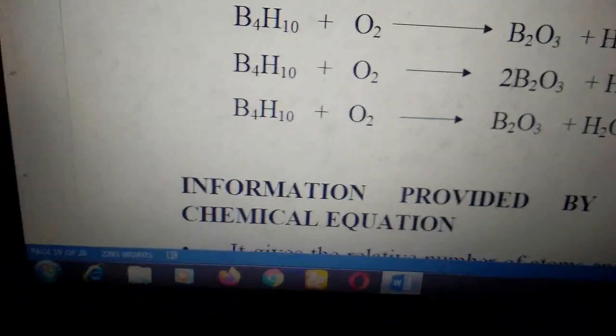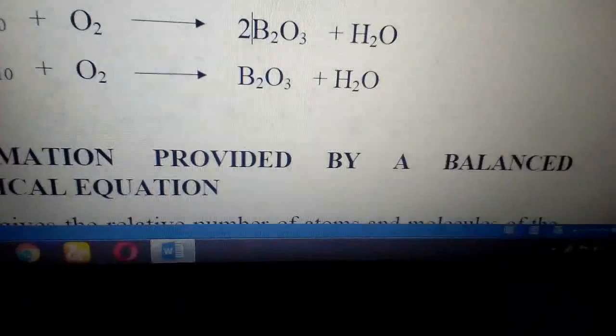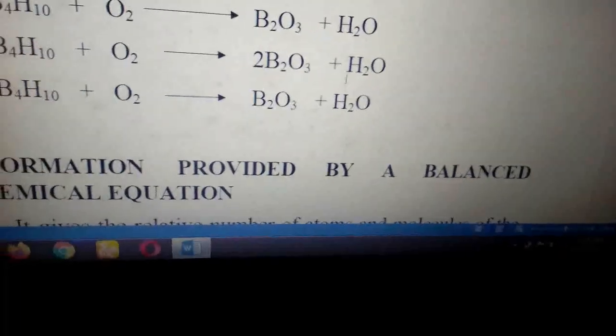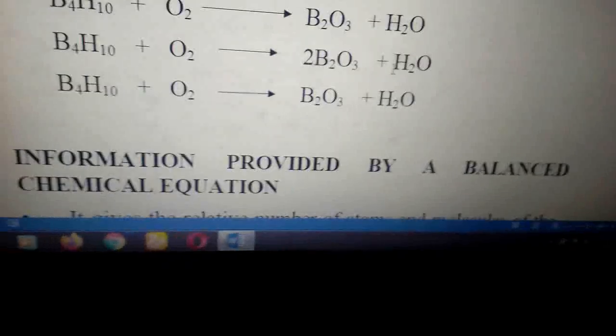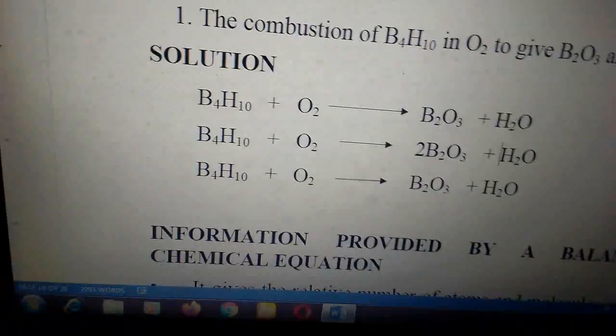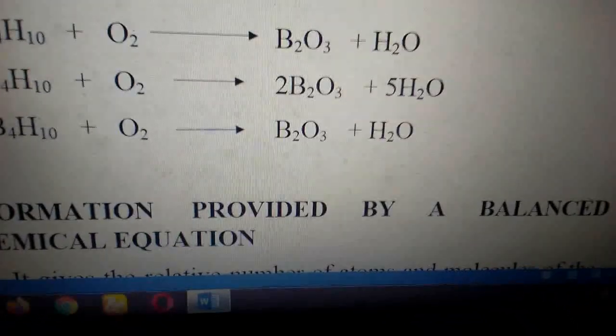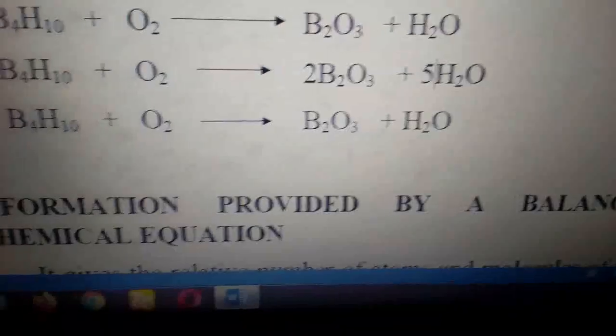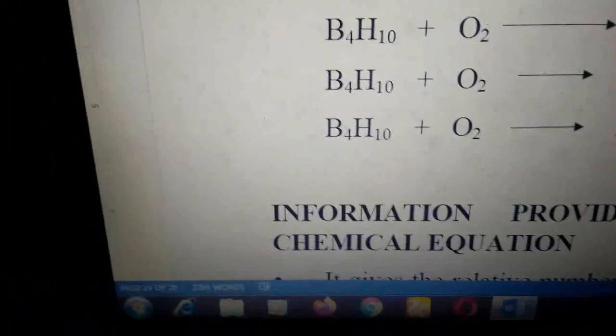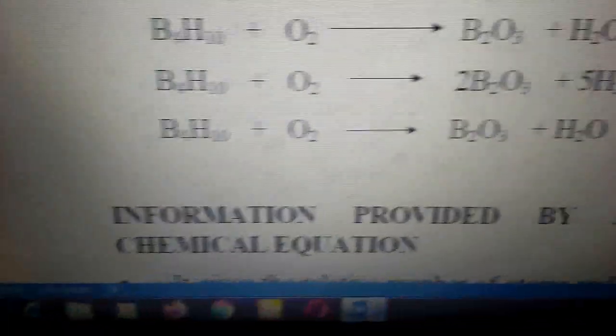Then 4 boron atoms on the right hand side now and 4 on the left hand side. Then hydrogen is 10 atoms on the left hand side, while on the right hand side hydrogen is 2 atoms, sorry. I'll put 5 in front of water. That means hydrogen 10, and the left hand side is already 10. What remains now is oxygen.